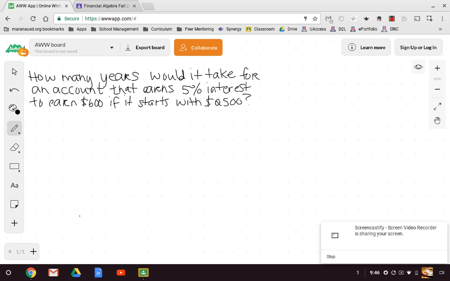This time we're going to talk about continuously compounded. So we're going to use the formula A is equal to P e to the rt, P E to the RT. A couple things to remember.